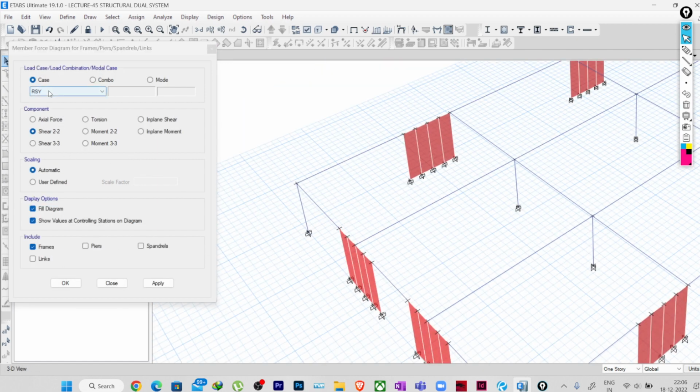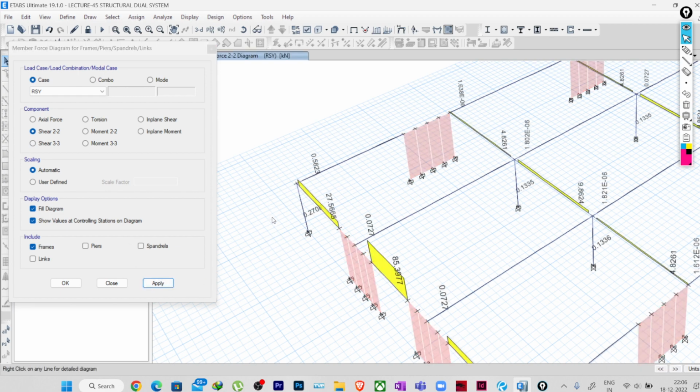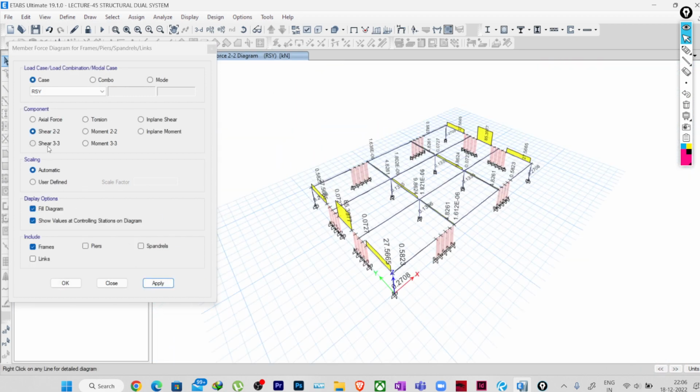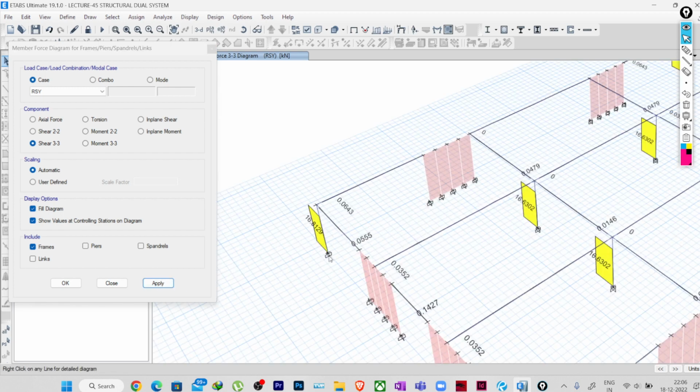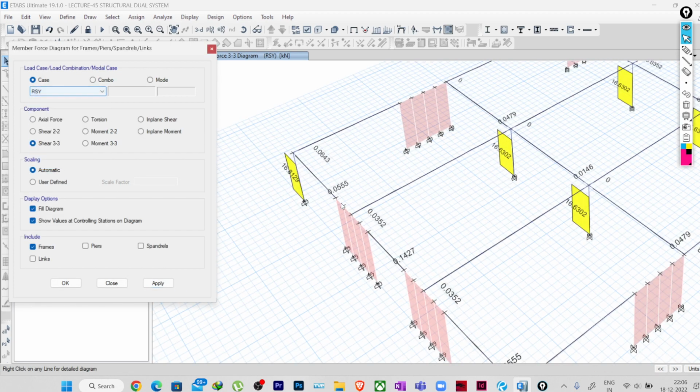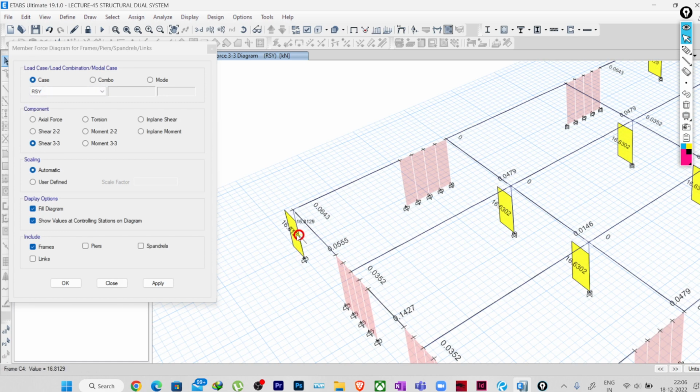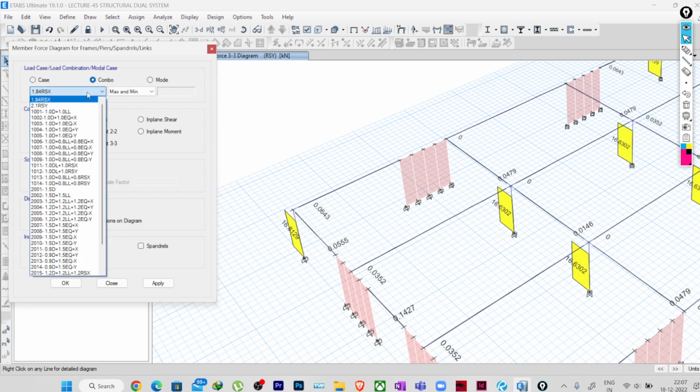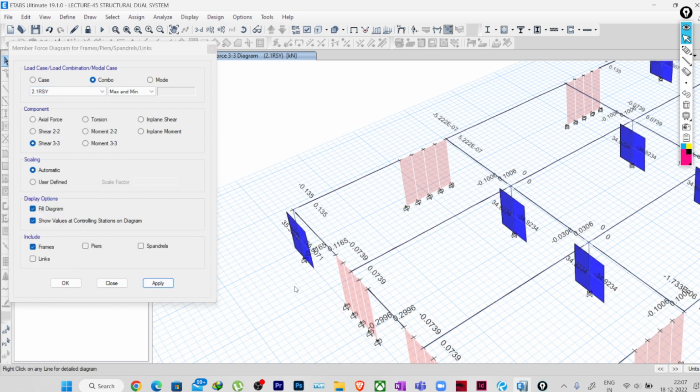Okay, so RSX, I'll go to shear 2 and apply, shear 3. Okay, sorry, yes. So RSY we are checking, yeah, fine. So now you can see we are checking for RSY, right? I am checking for the load case. It should be load combination because we have scaled up in combination. RSY apply. You can see how the forces are scaled up.